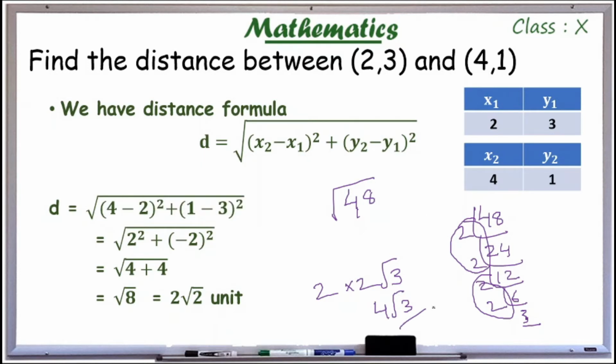So this is how we find the values of an irrational number. So I can write root 8 as 2 root 2. Also you have to represent the unit, because the distance is measured in a unit, maybe centimeter, kilometer and so on. In this question no unit is given, so you have to write unit in the answer. You have to write 2 root 2 unit.